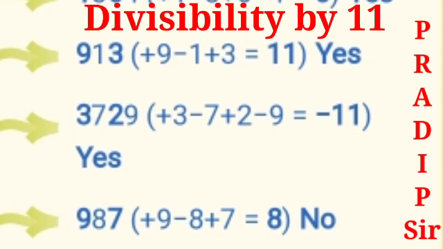And if we take the example of 987, 9 minus 8 plus 7 is 8, which is not divisible by 11. So the number 987 is not divisible by 11.